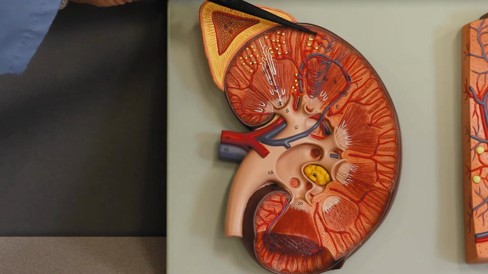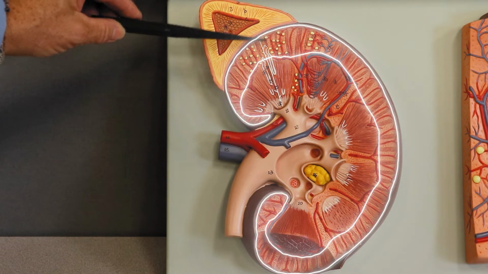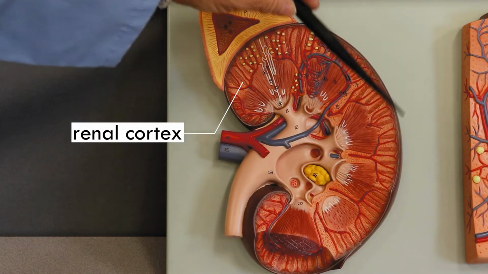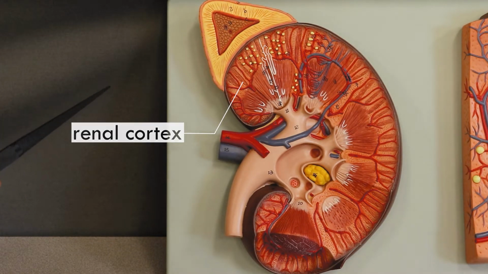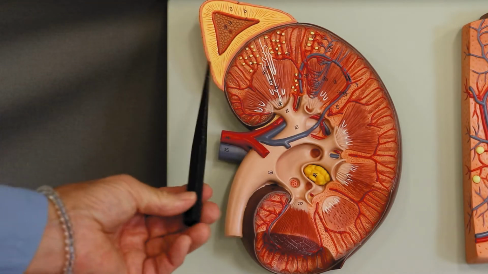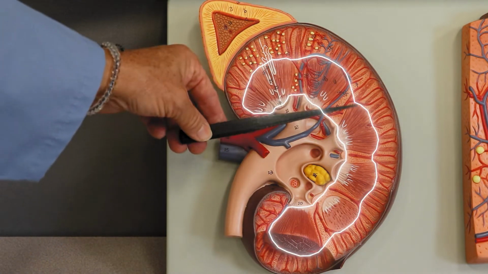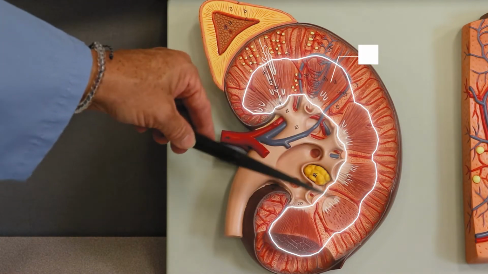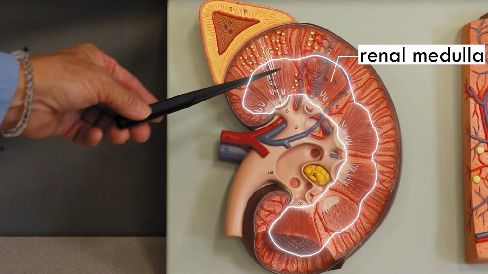Deep to the renal capsule, we see this lighter colored region, and that is referred to as the renal cortex. Deep to the renal cortex, we have the interior portion of the kidney, which is called the renal medulla. Medulla always means interior.